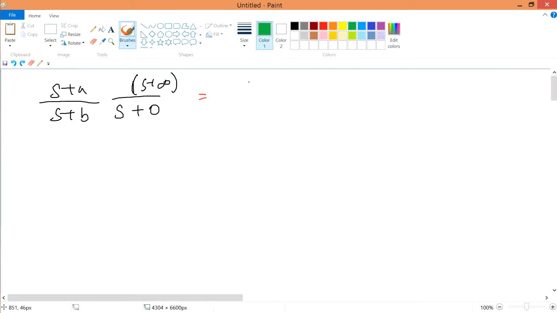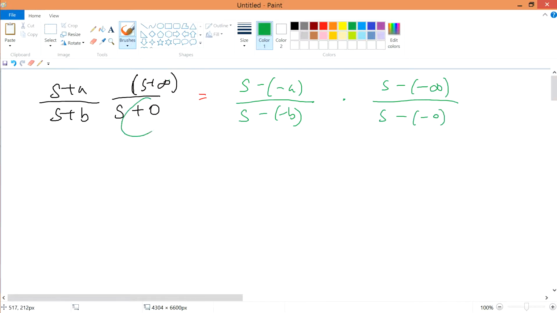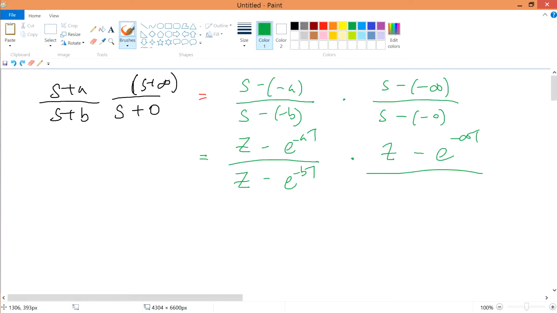Let us just continue. So s plus a, I write as s minus a, and s plus b, I write as s minus b, multiplied by s plus infinity, which I write as s minus infinity over s minus 0. I think you are pretty clear now. Next, I substitute s equals z. Minus a becomes e to the minus aT, s equals z, and minus b becomes e to the minus bT, multiplied by s equals z and minus infinity T, and then s equals z minus e to the negative 0 T.